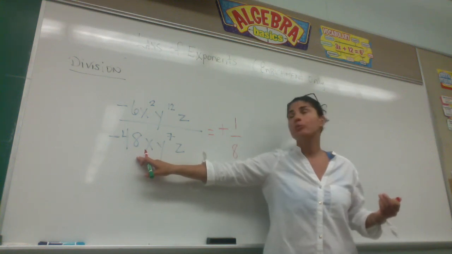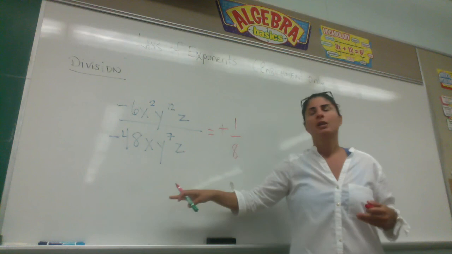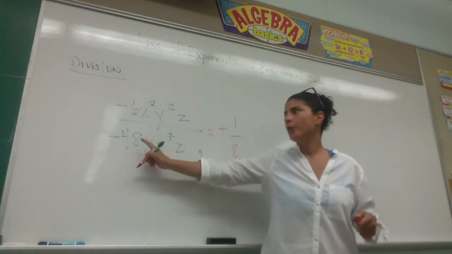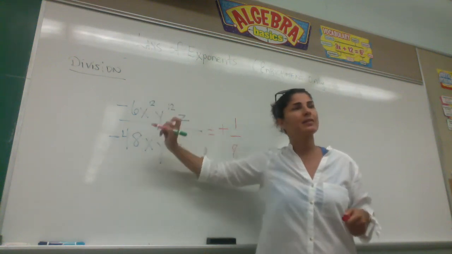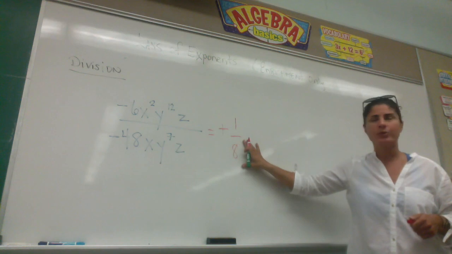Now, if you did it in decimal form, you would have done 6 divided by 48, you would have gotten a decimal. No, you would not get 8. 48 divided by 6 is 8, but 6 divided by 48 is a decimal. So let's leave it in fraction form. All I did was reduce it.